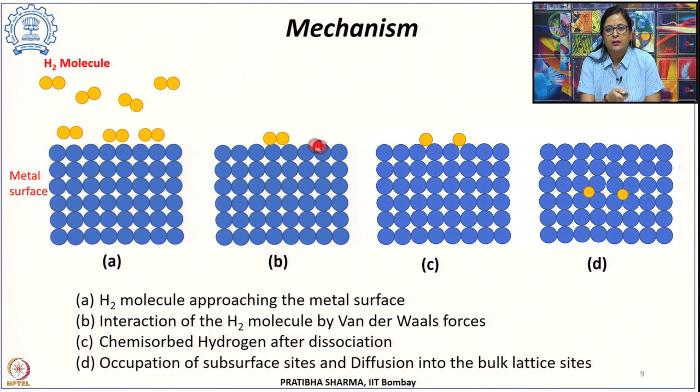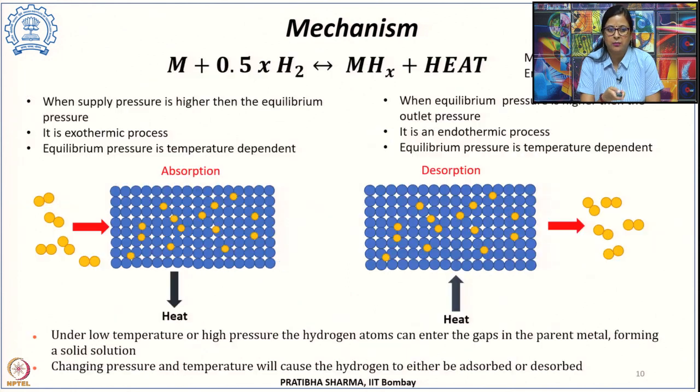Thereafter, the hydrogen molecule dissociates into hydrogen atoms, and these hydrogen atoms get chemisorbed after dissociation in the third step. After that, hydrogen enters into the matrix of the material. It occupies the subsurface sites. Further, it diffuses deep into the bulk, and then it occupies the bulk lattice sites. So, this is how the hydrogen uptake in these metal hydrides takes place.